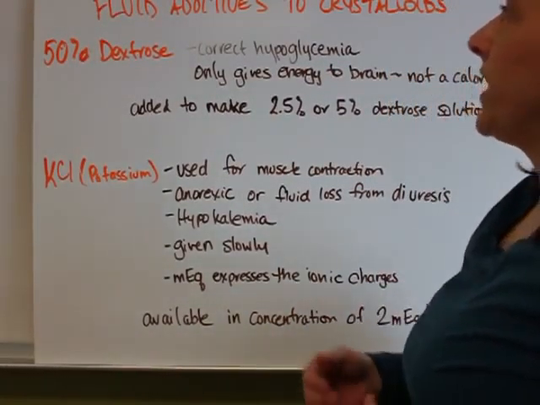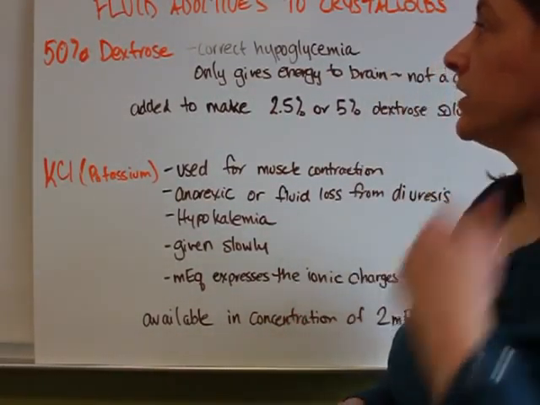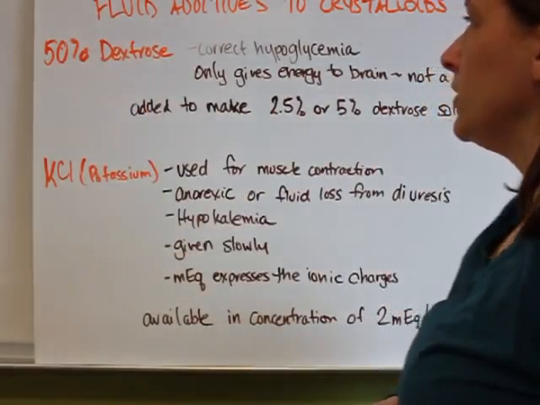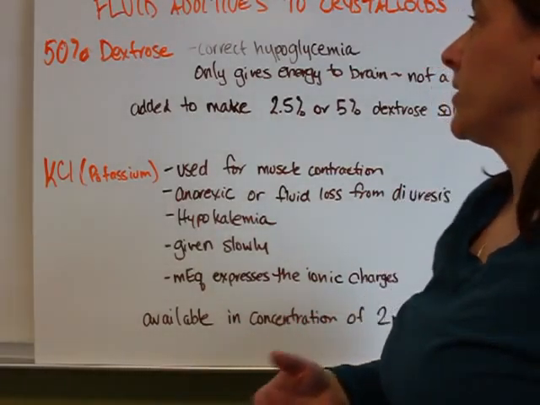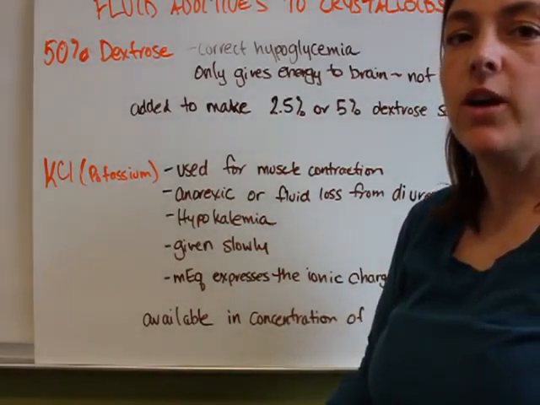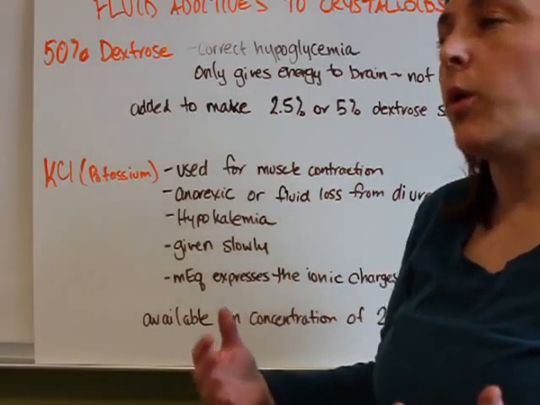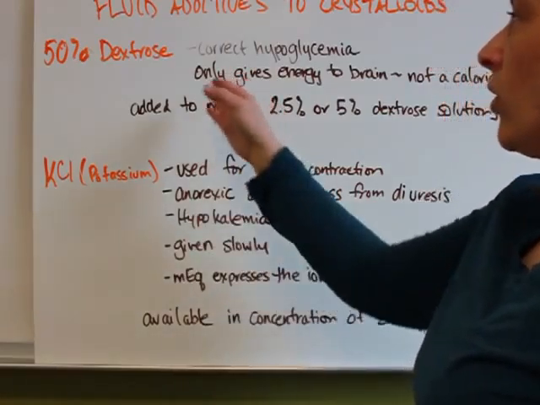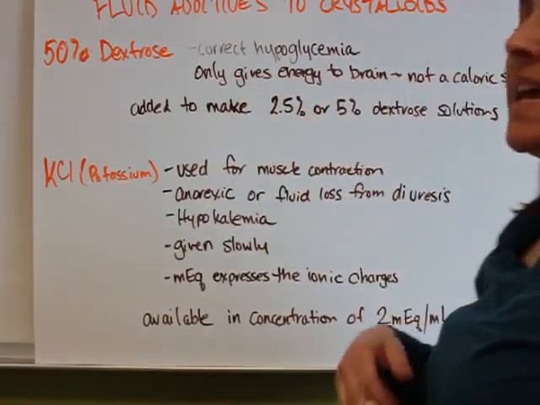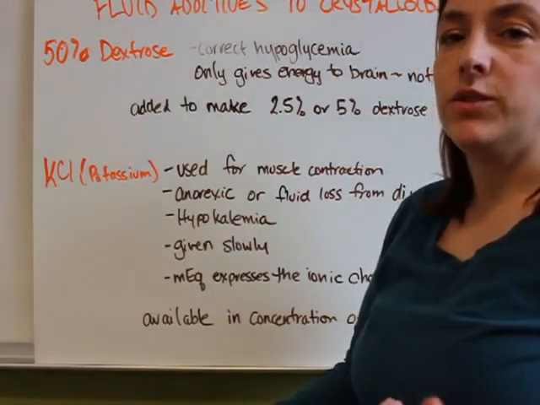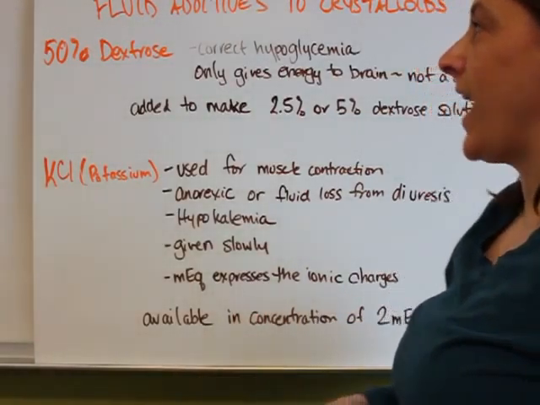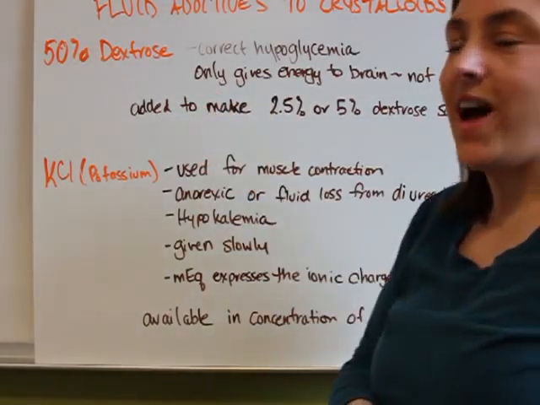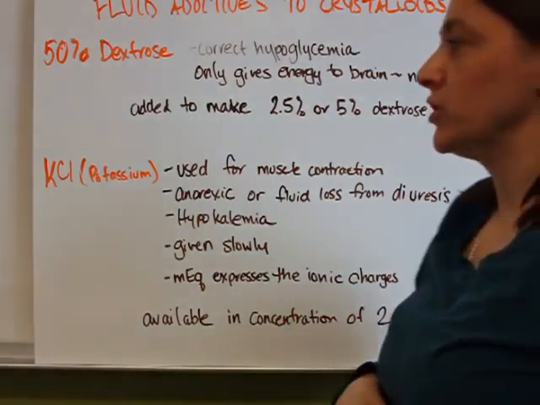All right, things that we add into fluids. Usually, these are some of the fluid additives that you may see. 50% dextrose. They use dextrose to help correct hypoglycemia, or for patients that might possibly go hypoglycemic. Basically, what 50% dextrose does is it only gives energy to the brain. It is not a caloric source, so you aren't gaining any calories by adding dextrose to fluids. Usually it's added to make 2.5 or 5% dextrose solutions.